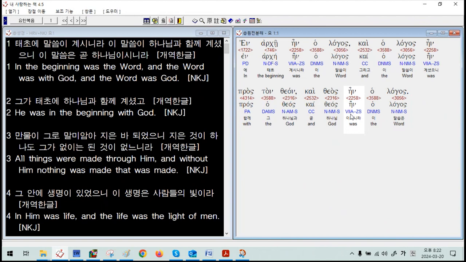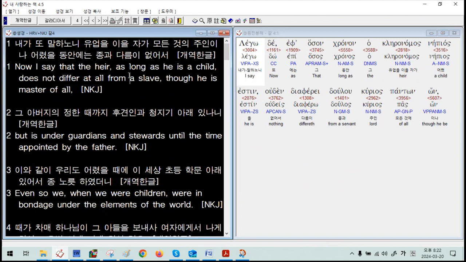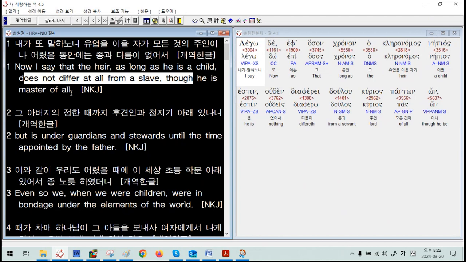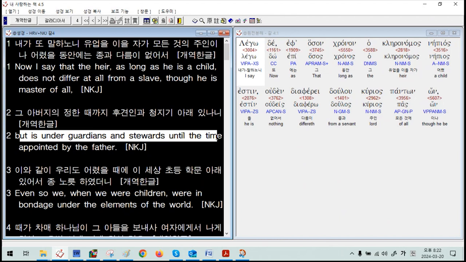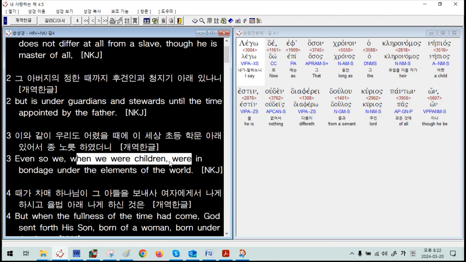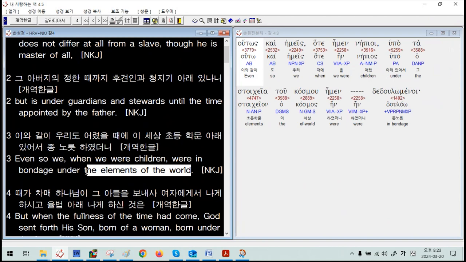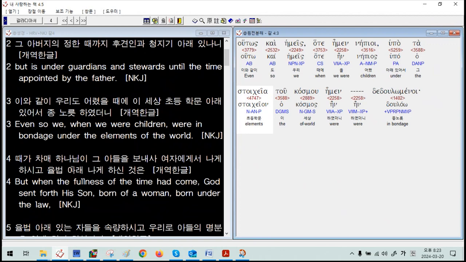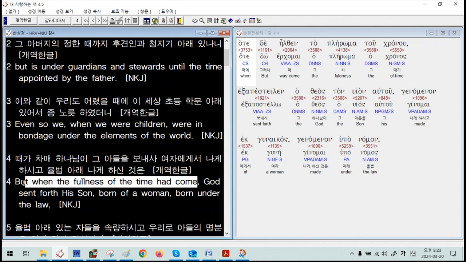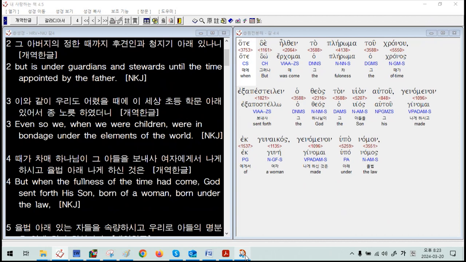By receiving the Spirit of his Son, right? We go to Galatians chapter 4. Now I say that the heir, as long as he is a child, does not differ at all from a slave, though he is master of all. He is under the guardians and stewards until the time appointed by the father. Even so we, when we were children, were in bondage under the elements of the world. These elements of the world were taught by the guardians and stewards, but the elements of the world are burned, right? When we go to 2 Peter chapter 3, they translate 'elements of the world', but the Greek word is stoikeion. When the fullness of the time had come, when the sixth day comes, God sent forth his Son, only begotten Son, only born Son, right?